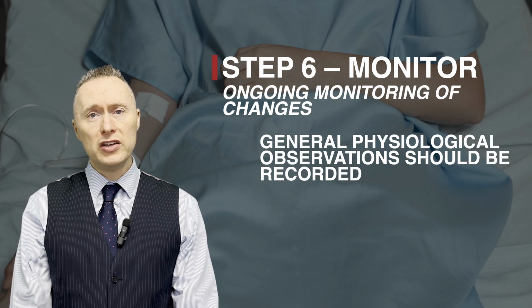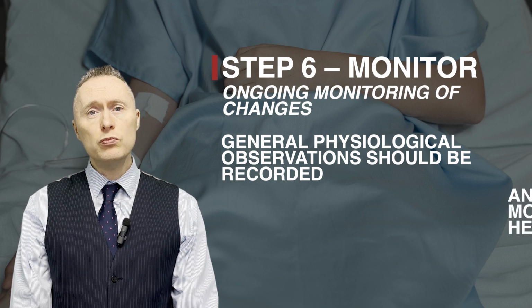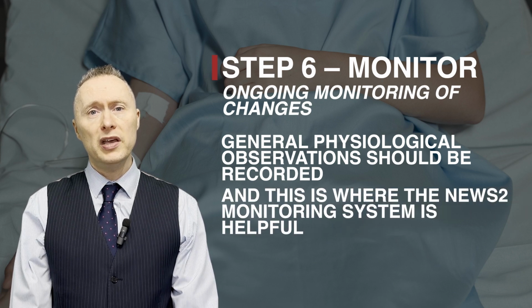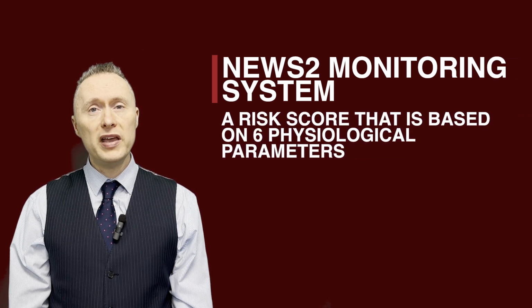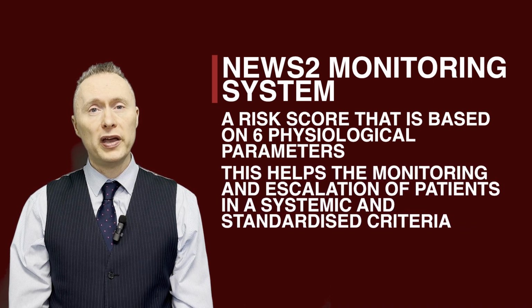General physiological observations should be recorded, and this is where the NEWS 2 monitoring system is helpful. The diagnosis of sepsis is a clinical diagnosis, and it's based on clinical judgment by an experienced healthcare practitioner. Unfortunately, there is no specific biomarker that we can ask for which will indicate sepsis alone. The NEWS 2 monitoring system is a risk score that is based on 6 physiological parameters. This helps the monitoring and escalation of patients in a systematic and standardized criteria.